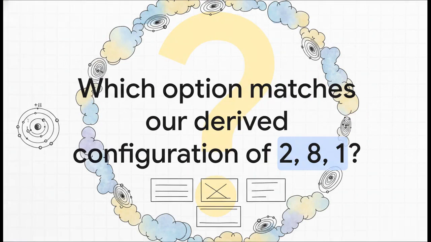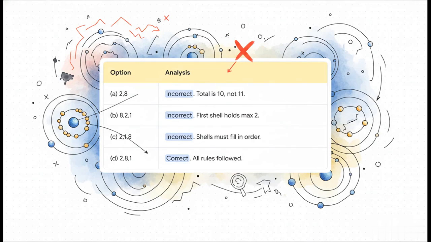All right, let's go back to the original question now and compare our result with the options they provided. Let's find out which one matches our answer of 2, 8, 1. Okay, let's check these options one by one. Option A is 2, 8. Well, if you add that up, you get 10, but we need to place 11 electrons, so that's wrong.